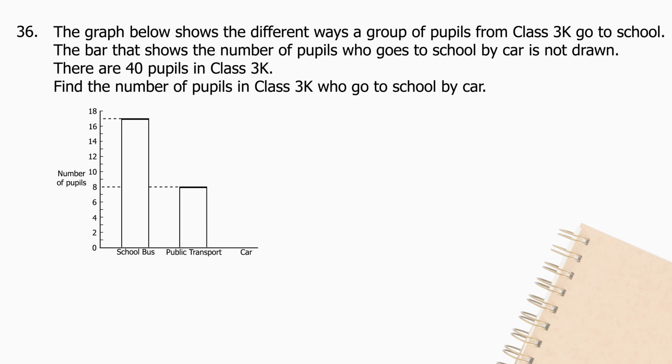Question 36. The graph below shows the different ways a group of pupils from class 3K go to school. The bar that shows the number of pupils who go to school by car is not drawn. There are 40 pupils in class 3K. Find the number of pupils in class 3K who go to school by car.